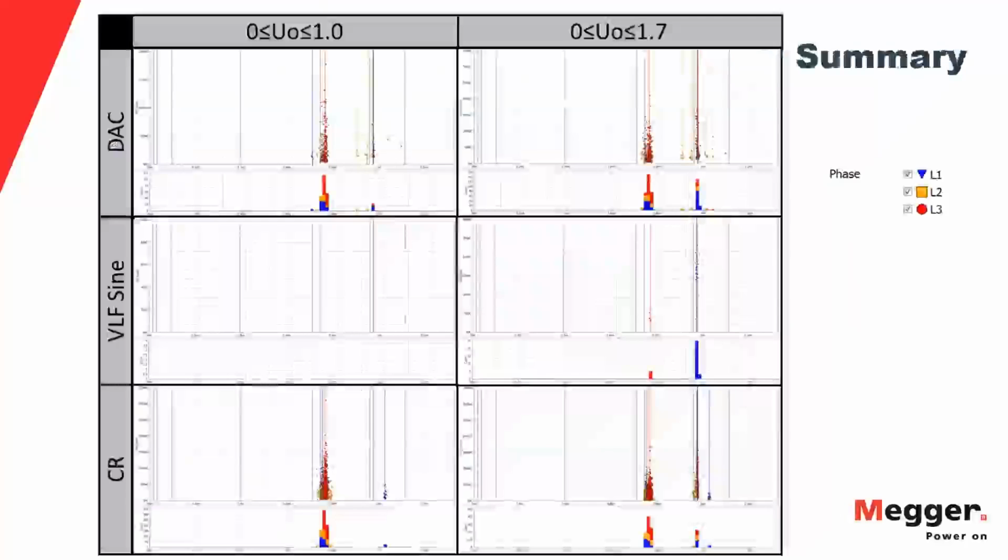So in this case, the VLF sine found the splice at 750 meters, only at the higher voltages, only above rated voltage, and only on C phase. And it found the problem splice at 900 meters, only at higher voltages, and only on A phase, where both damped AC and cosine rectangular found problems on all three phases, especially at voltages above rated voltage.